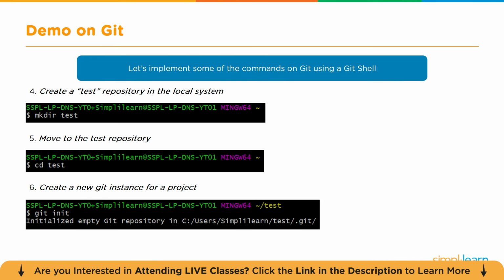So we're going to create a test repository on our local system, and we're going to do that with make directory called test, and then we're going to move our cursor within the command window, terminal window, to the test folder, and then we're going to initialize that folder to become a Git repository. So let's go ahead and do that.